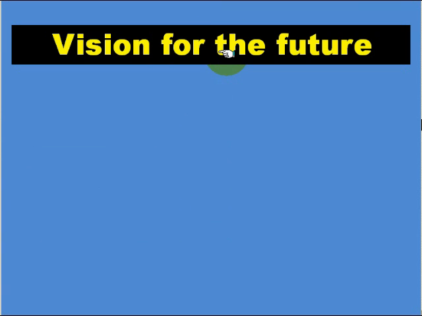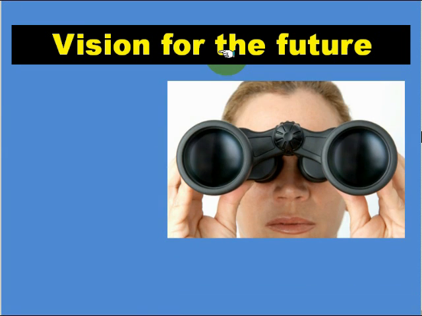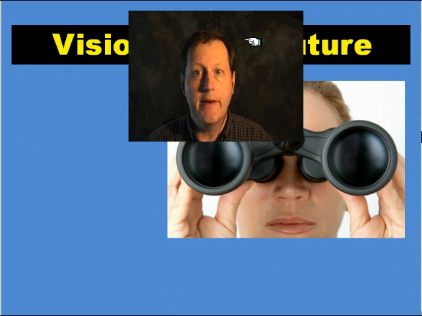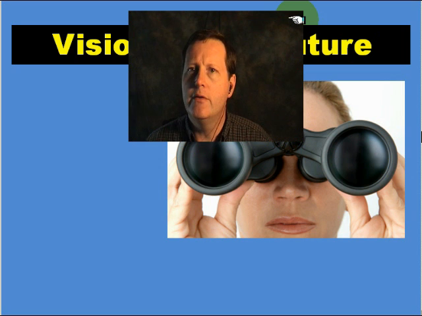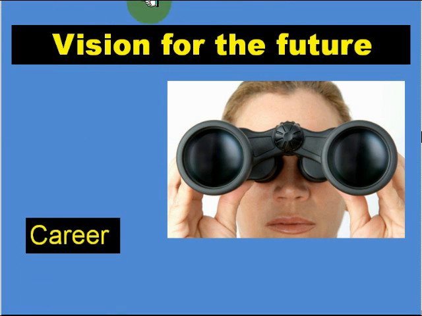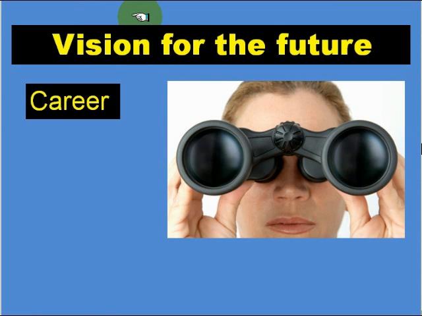Now, as we think about the IEP, one of the most important things that we talk about in IEPs is a vision for the future. And as we think about a vision for the future, it is your life. What do you want to happen in your life? Here are some of the things that you need to talk about. We need to talk about your career. What do you want to do once your formalized education is over?